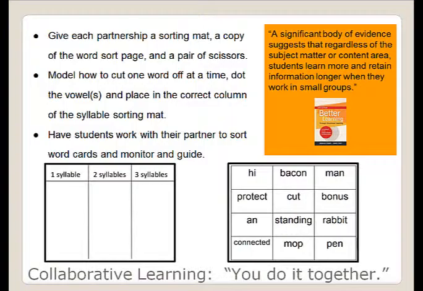The collaborative phase is considered an important part of the gradual release of responsibility model. A significant body of evidence suggests that regardless of the subject matter or content area, students learn more and retain information longer when they work in small groups.